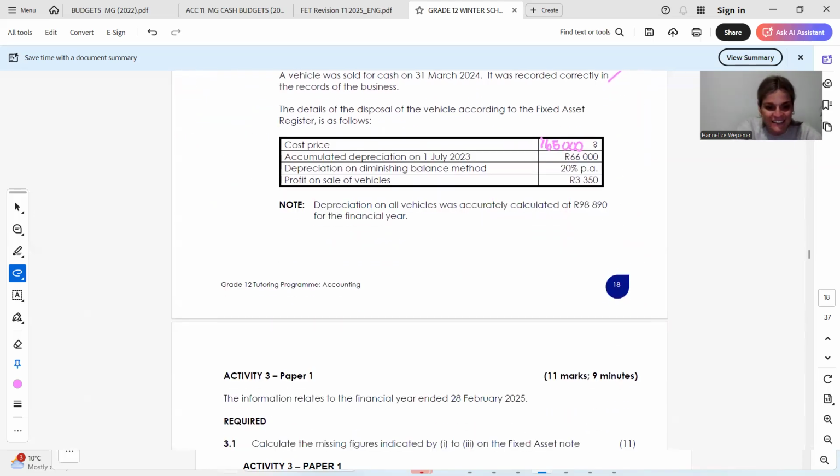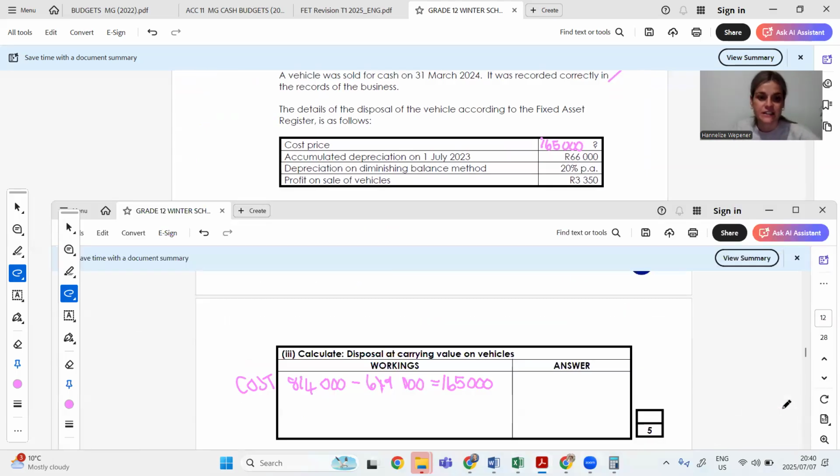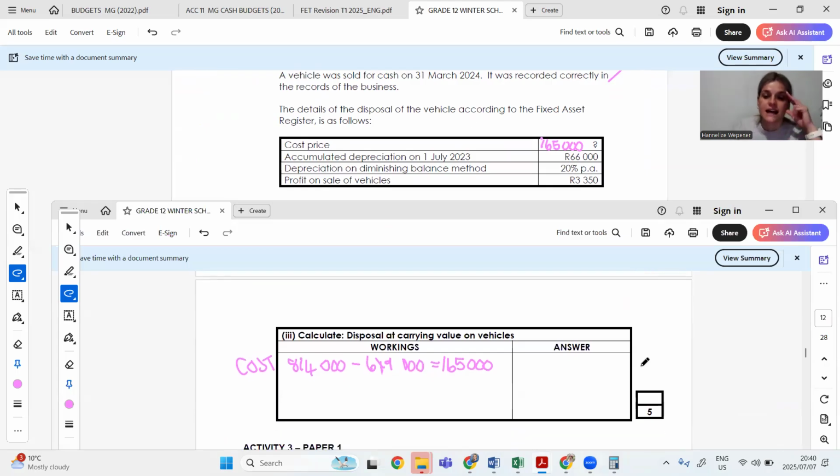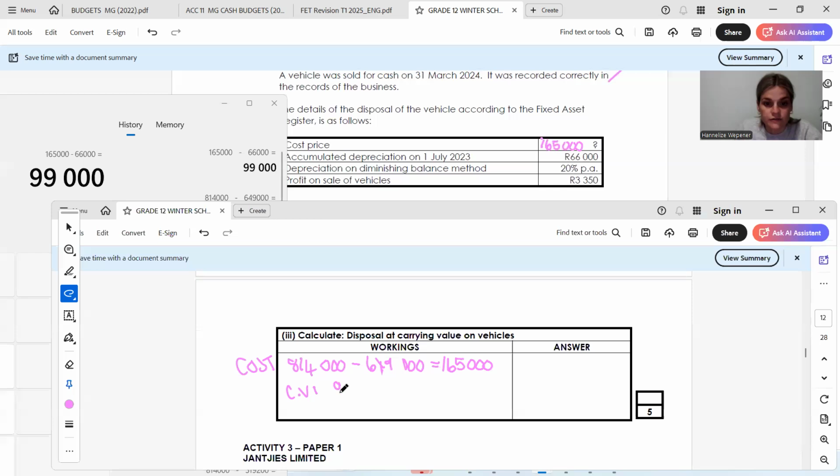Okay, I'm back. Right. So 165. That is my cost. And I can now use that, so cost minus accumulated depreciation, to find my carrying value. So it's my 165 minus my accumulated depreciation on the first day. So on the first day of the current financial year, I had a carrying value of 99,000 Rand. Then depreciation is 20%, so times 20%.